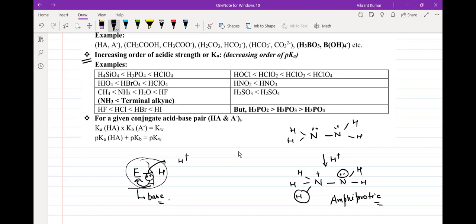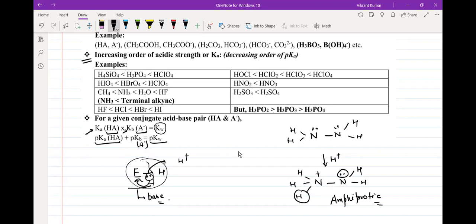I had already told you the order of acidic and basic strength in GOC. An important part comes from here which will be used again and again: if I'm talking about a conjugate acid base pair, Ka of the conjugate acid multiplied by Kb of the conjugate base will be equal to Kw. Or we can say pKa of the conjugate acid plus pKb of the conjugate base will be equal to pKw. Take the log, put the minus sign, simplify. This will be used again and again. Is it okay? Any doubt?